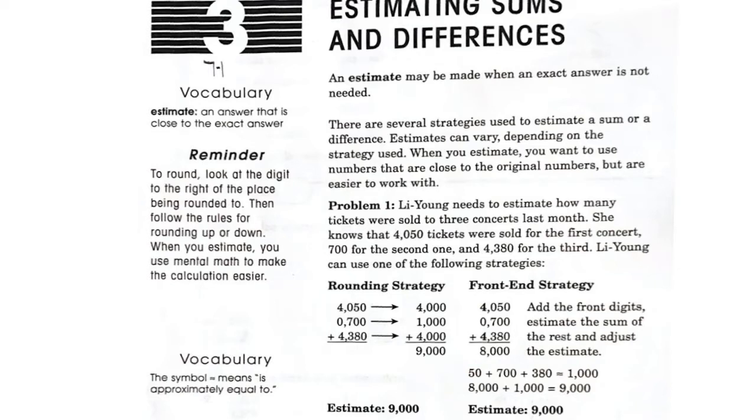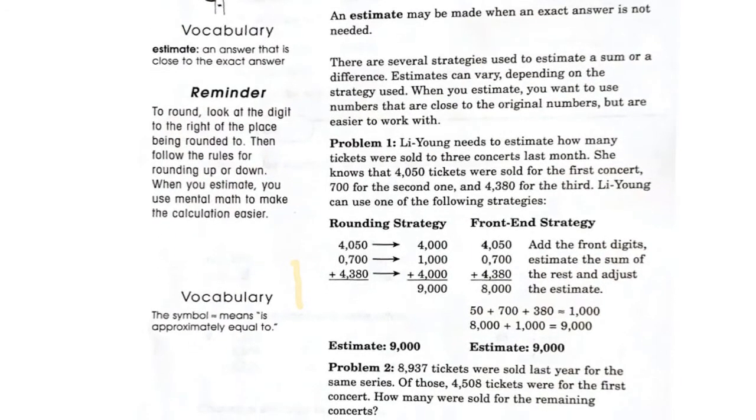answer. Remember to round. Look at the digit to the right of the place being rounded to. Then follow the rules for rounding up or down. When you estimate, you use mental math to make the calculation easier. We have some additional vocabulary down below, and it says the symbol equal means approximately equal to.